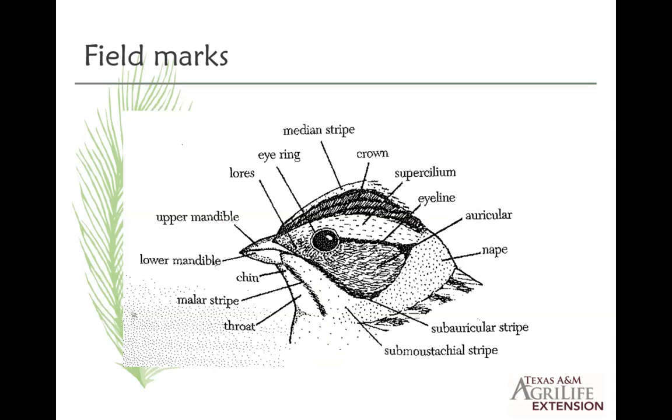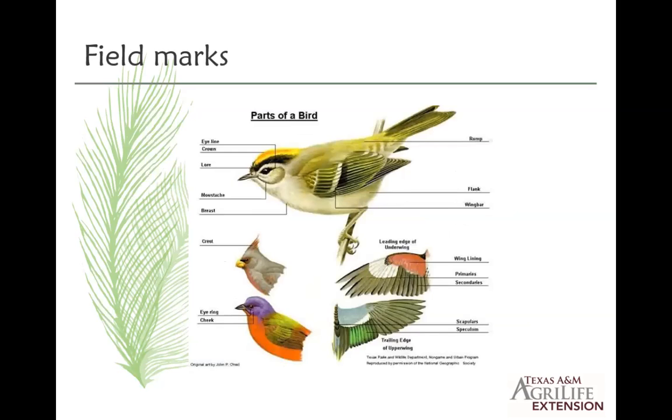Here's some more field marks to look at. Going back, let's look at our duck wings. These two wings in the picture are duck wings. Wings are used for duck identification. On the leading edge, the wing lining, which is similar to an armpit, is a really good indicator of the different types of ducks you might identify.